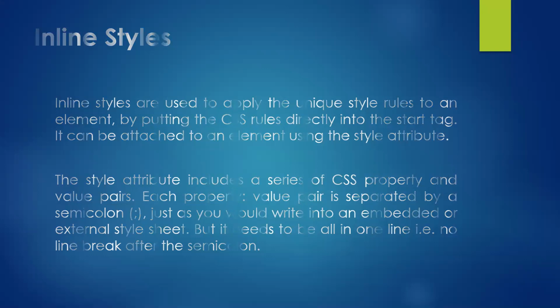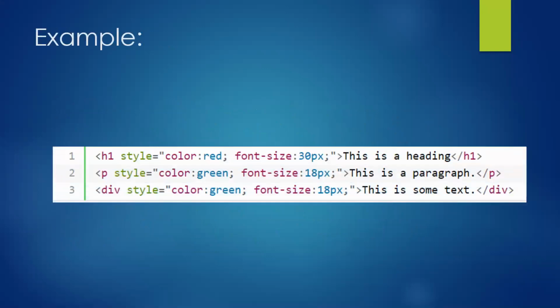For example, here we have added H1 with color red, font size 30, and the heading, this is heading. And P with a style of color green, font size 18, and the paragraph, this is a paragraph.